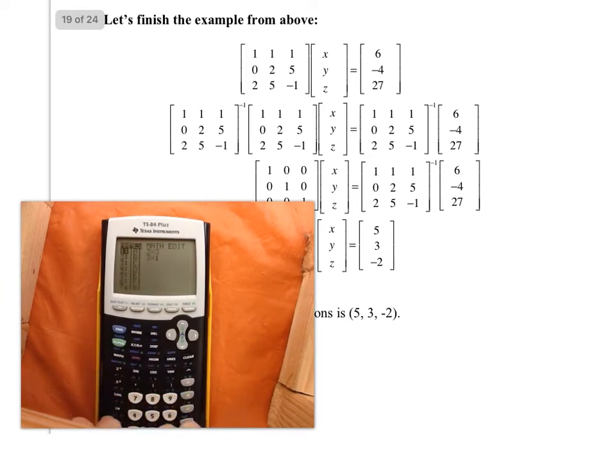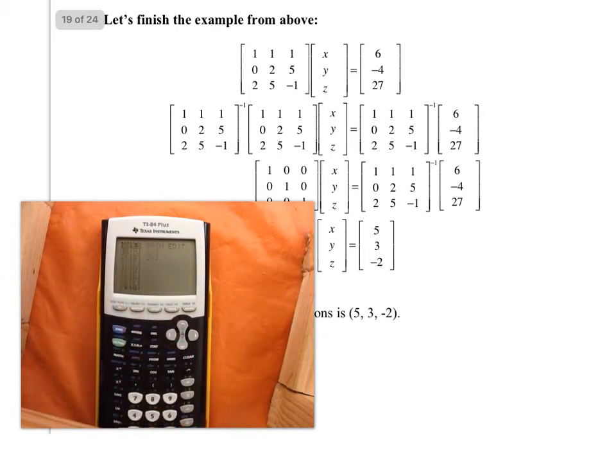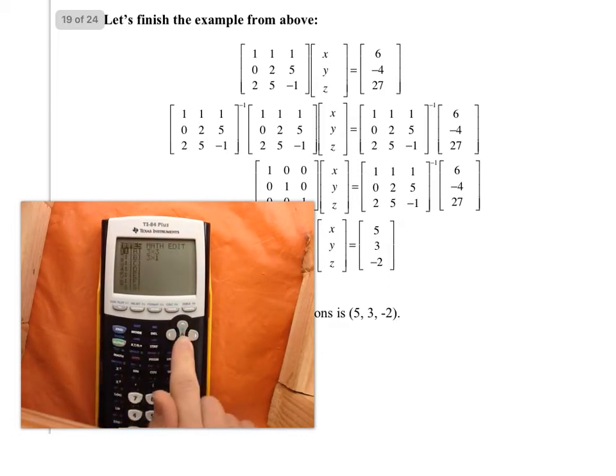So I go into my matrix menu, second X inverse. This time I'm going to select my matrices from the names. So I want matrix A, and I want the inverse, so I press that X inverse button right there below math. So that's A inverse on the left times matrix B, so second X inverse. On the names column, choose matrix B. So that's the calculation I need to do.